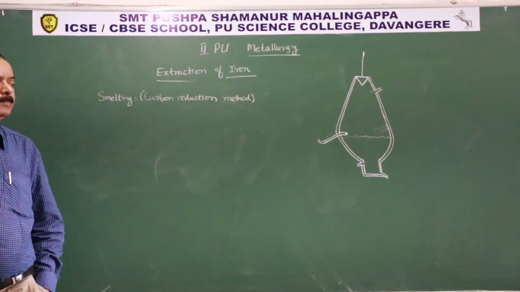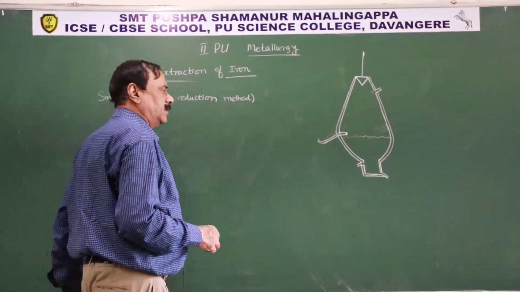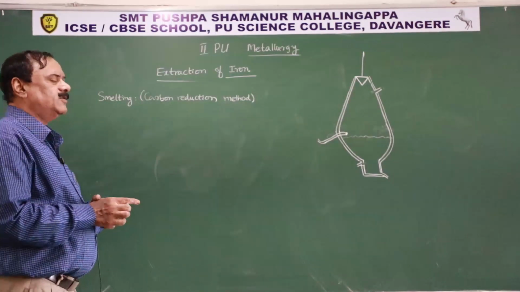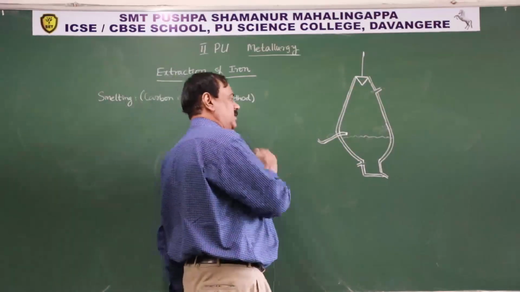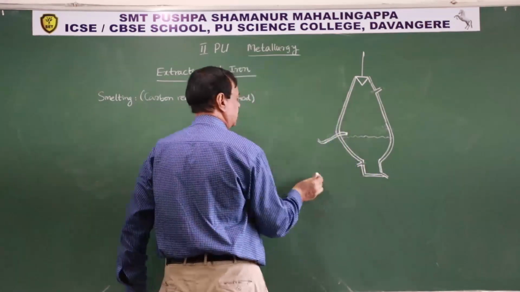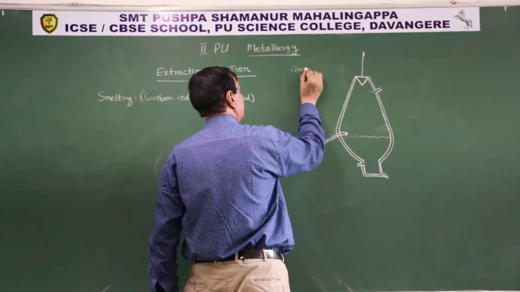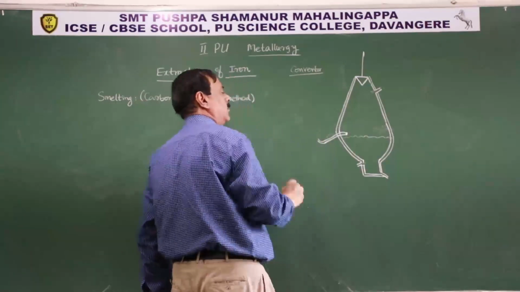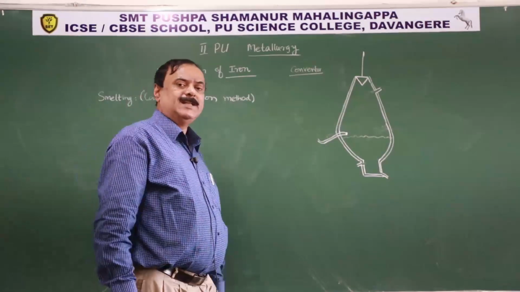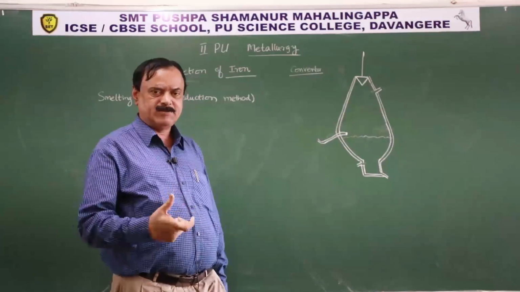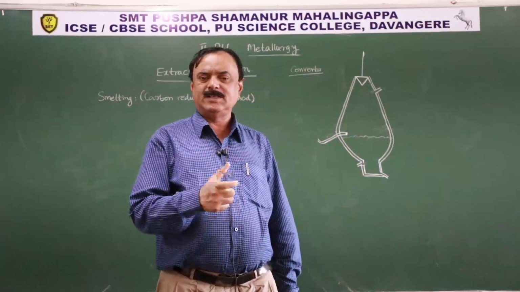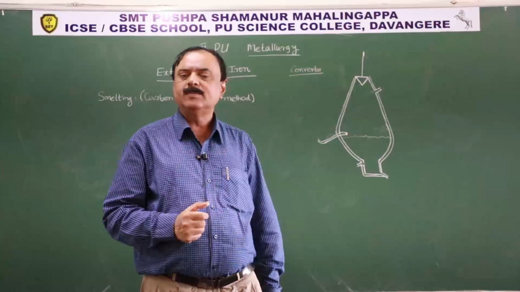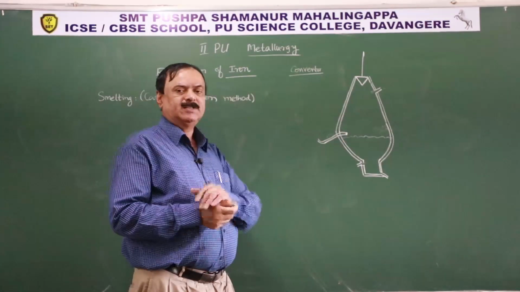This is about the extraction of iron by using the carbon reduction method by means of the Bessemerization process or Bessemer converter. It is a converter. Now the converter is a device used to convert the metallic oxide into the metal by means of various chemical changes. Now this is the Bessemer converter.